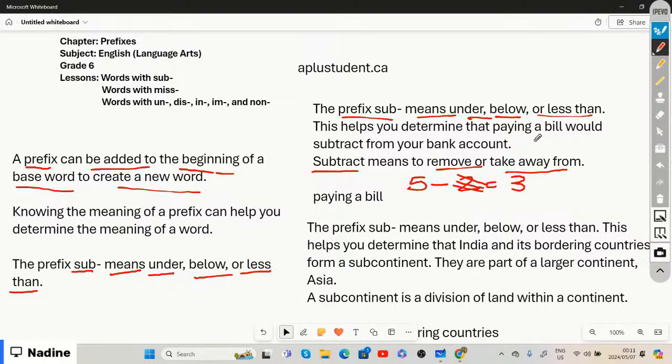Another example, or let's say before we go on, if we subtract bills from our bank account, then we can really say that paying bills removes or takes away that amount from our bank account, or from a salary that we got.